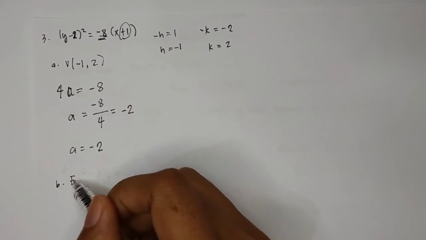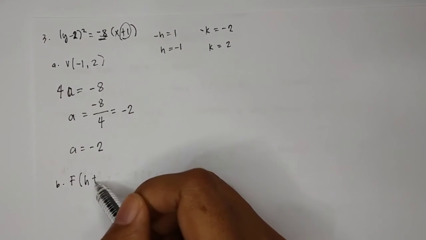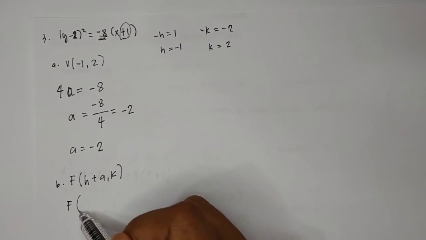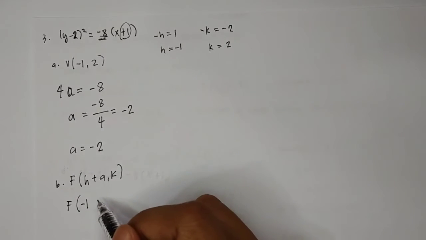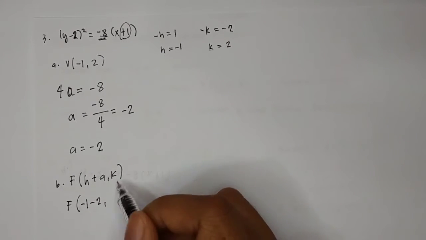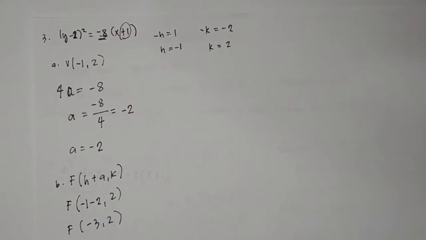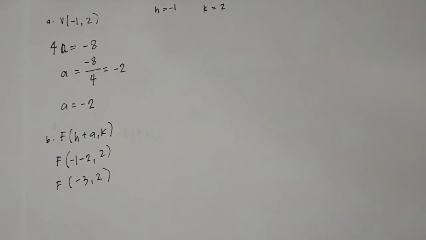So, ang focus natin, H plus A, comma K. So, ano yung H? We have negative 1. Ano yung A natin? That is negative 2. So, negative 1 minus 2, comma 2. So, we have negative 3, comma 2. So, yan yung magiging focus natin.